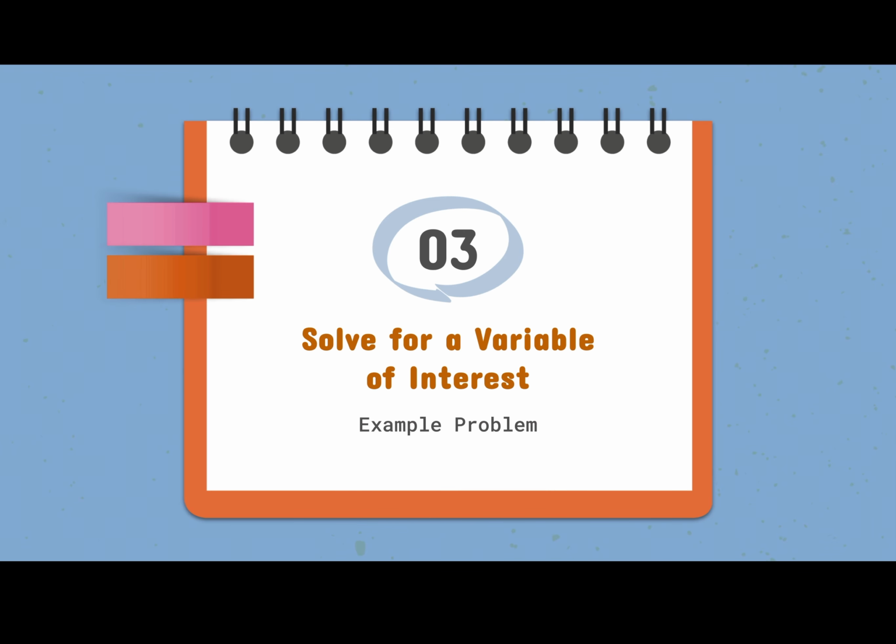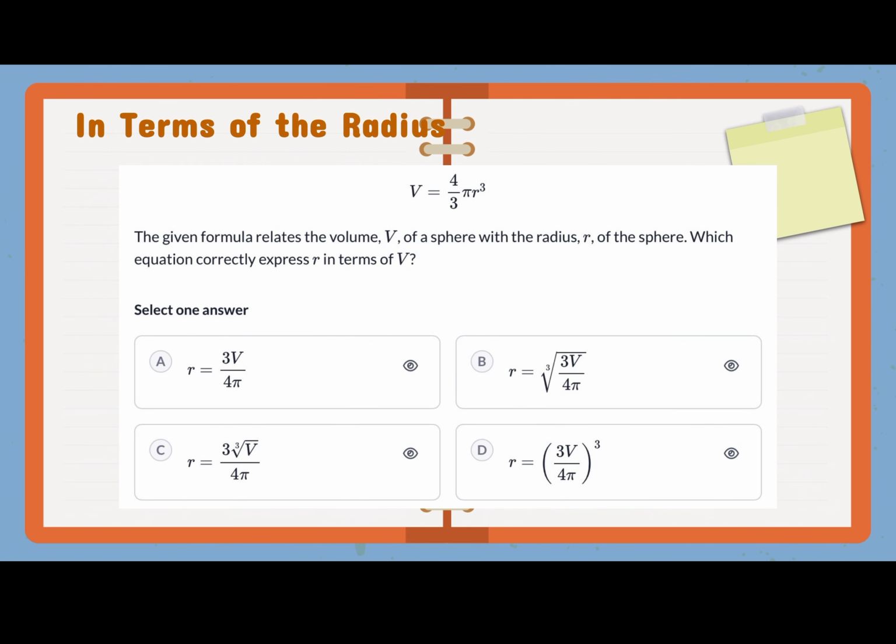Okay, for our third subtopic, we have solve for a variable of interest. So we have this in terms of the radius. This kind of question is mainly used to trick you, to make you realize you have to figure out how to start this question. And if you look at all the answer choices, they start with r equals something, meaning we have to find and manipulate the variables for this formula in terms of r.